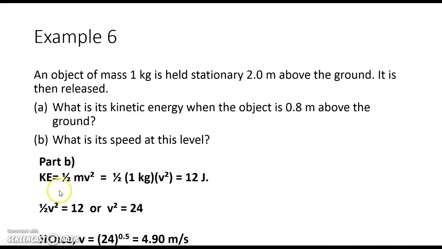So the same calculation applies. Half mv squared, sub in the value of 1 kilogram for the mass, that gives you 12 joules. So half v squared equals 12, or v squared equals 24. So just take the square root of 24. That gives you 4.90 meters per second. Let me write it again using the square root symbol: v is the square root of 24, which gives me 4.90 meters per second.